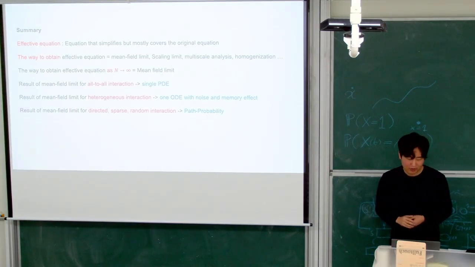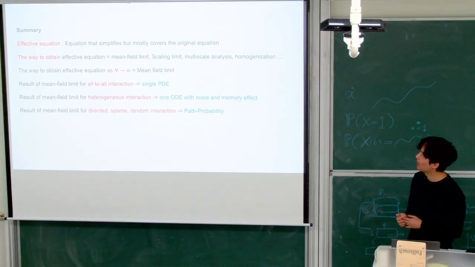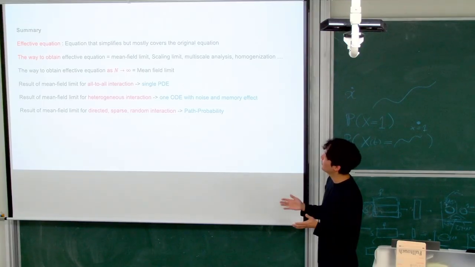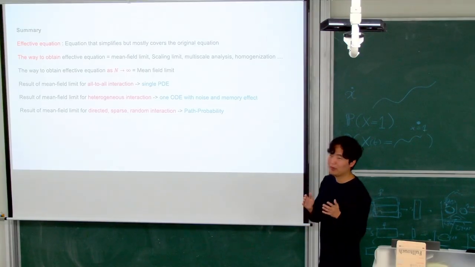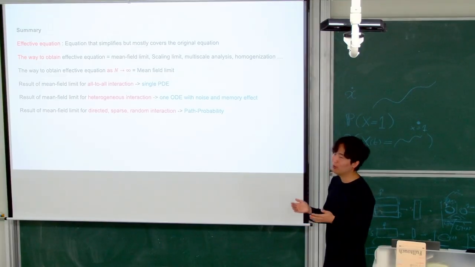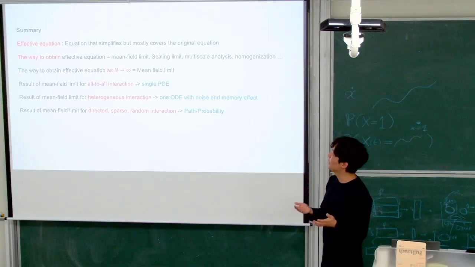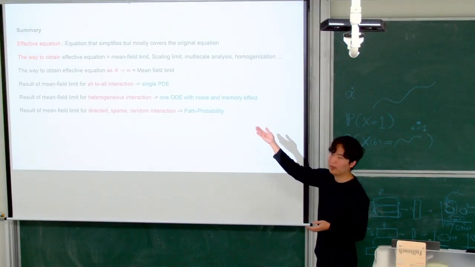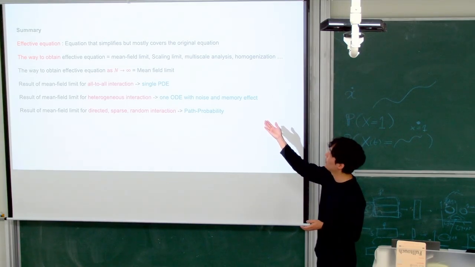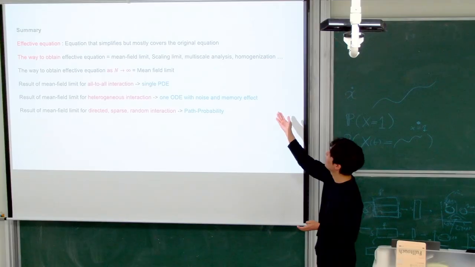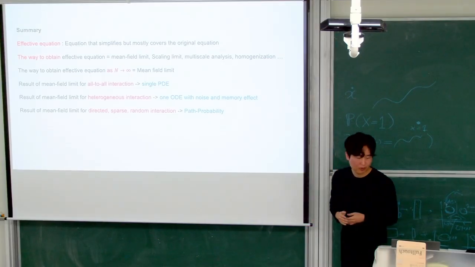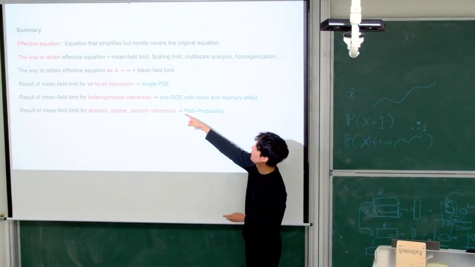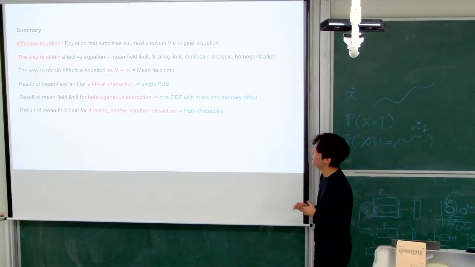Okay, so in summary, there are many words. Effective equation means simplified equation. The way to obtain it is called by many names. Here we studied the infield limit. In general, it can be scaling limit, multi-scale analysis. In particular, if n goes to infinity, it is called the infield limit or dynamical limit.